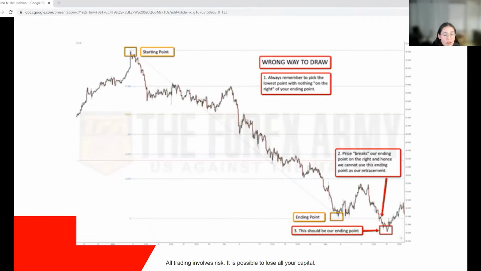So this is an example of an invalid retracement. The ending point is here, and you can see that price actually reversed off the ending point, but it made a lower low. So this Fibonacci retracement, the trend line, is now invalid. Similarly, if it's going higher and it breaks the ending point and goes even higher, then it's invalid as well.